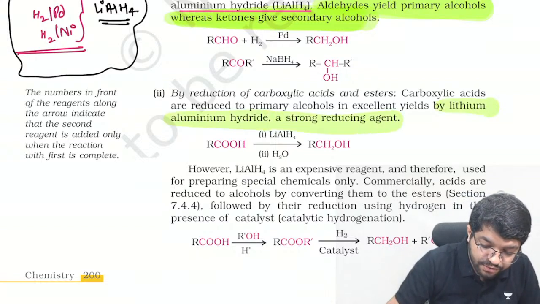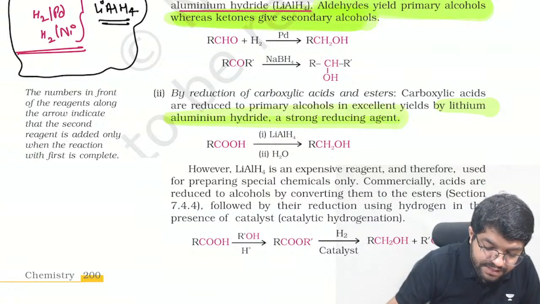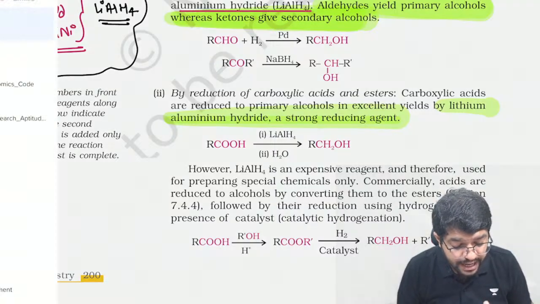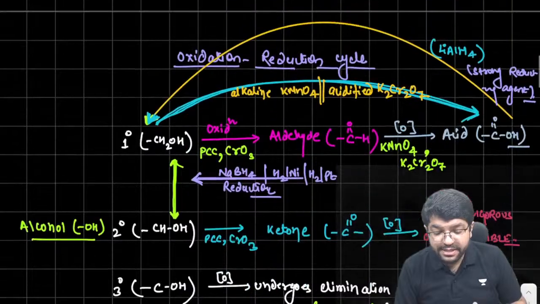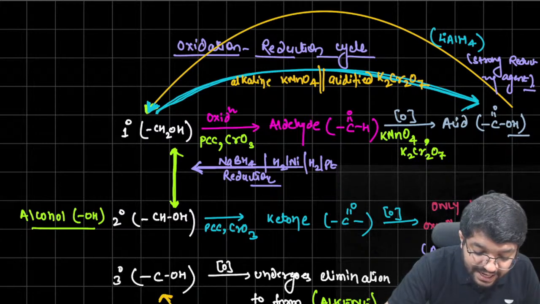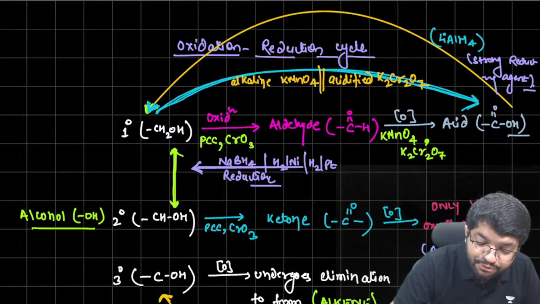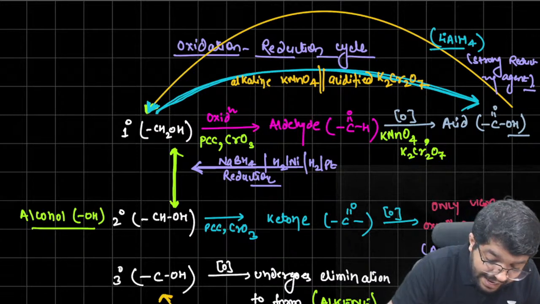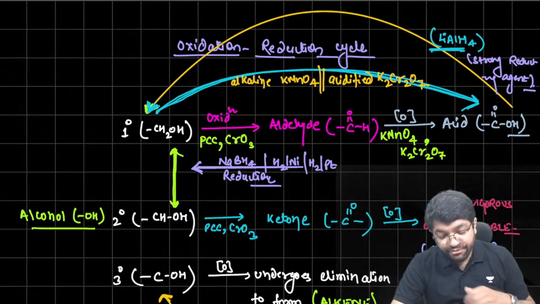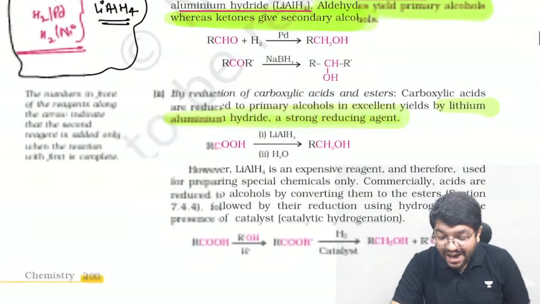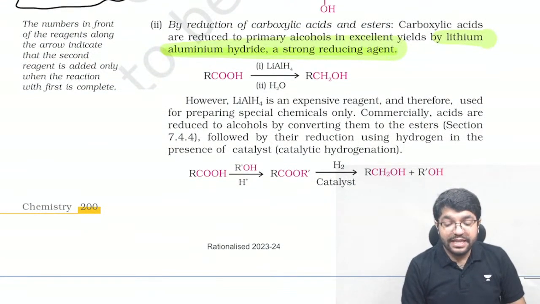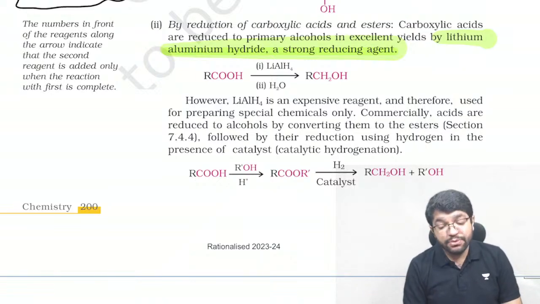LiAlH4, a strong reducing agent. I told you the same stuff, right? Quickly rush to the notes again. We go to the same diagram and we see here that the acid can directly be taken from acid to alcohol by LiAlH4, which is a strong reducing agent. Wow, my notes are updated. However, LiAlH4 is an expensive reagent and therefore used for preparing special chemicals only.